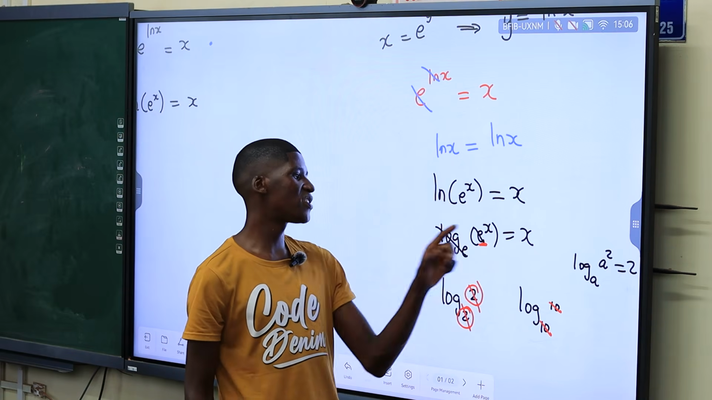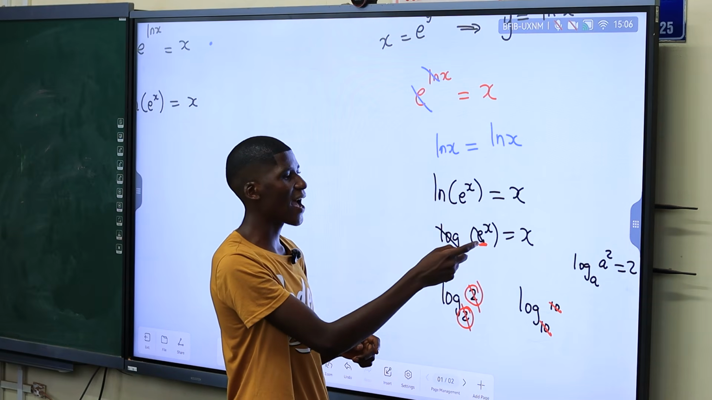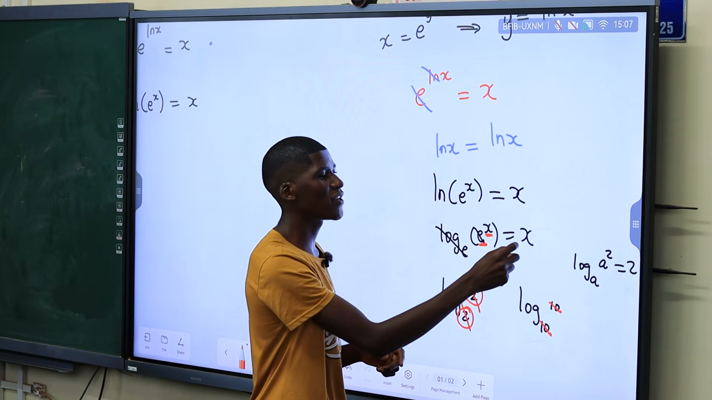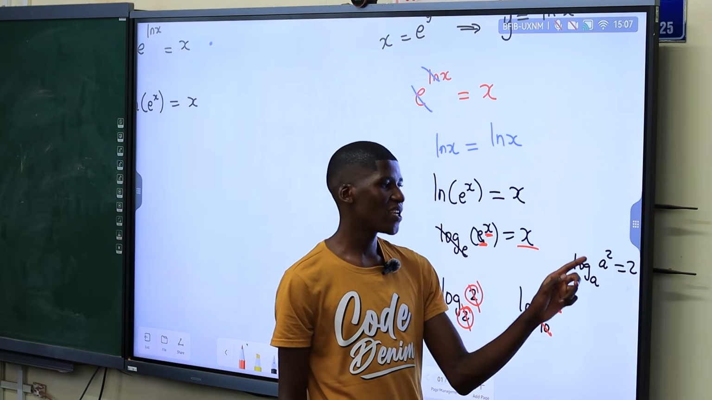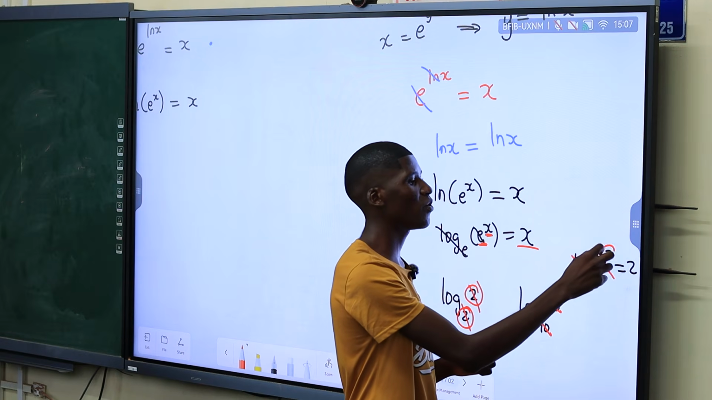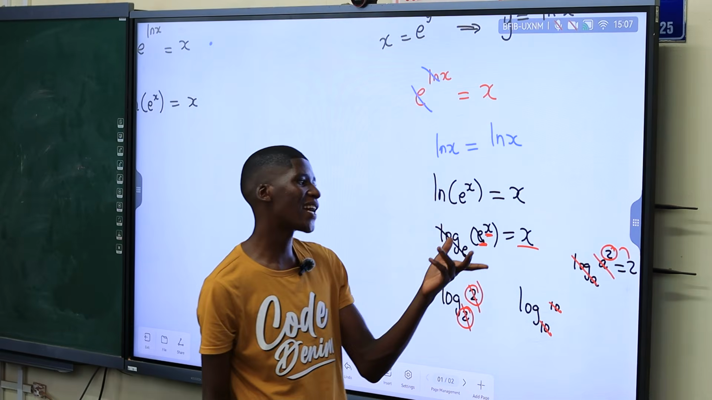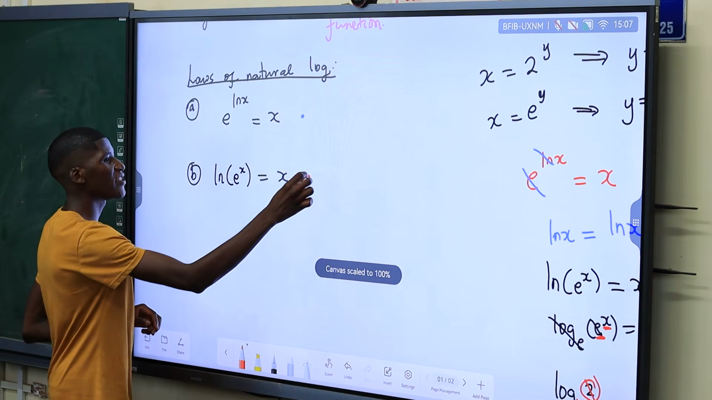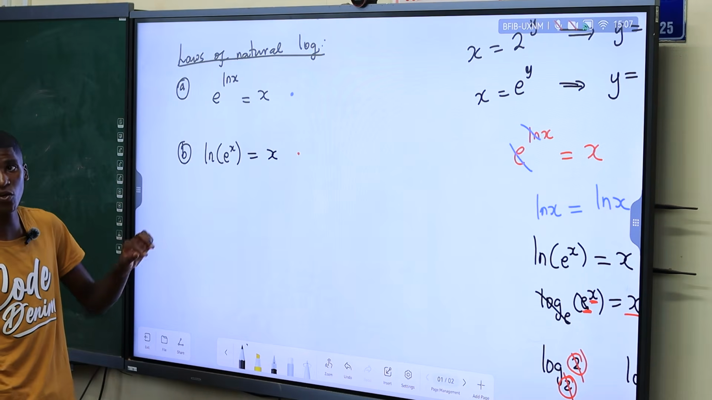So here too, the same thing can apply. Log e can cancel out with e, such that you only remain with the exponent, which is x. For example, here log a of a squared. Log a can cancel with a, such that you only remain with the exponent, which is 2. So you can do a calculator proof of that to know that this law is indeed correct. So I want the two laws to be clear. Are we seeing the laws?